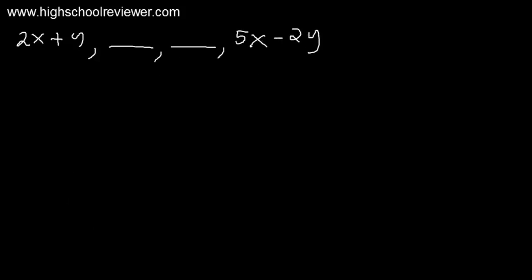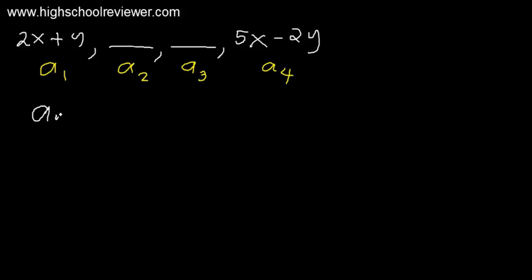Arithmetic means of an arithmetic sequence. In our problem, we have 2x plus y, and then we have here the missing arithmetic means. We have 2 terms missing, and then the fourth term is 5x minus 2y. So to find the missing terms, first we need to find D. So to find D, let us call these A sub 1, A sub 2, A sub 3, and A sub 4.